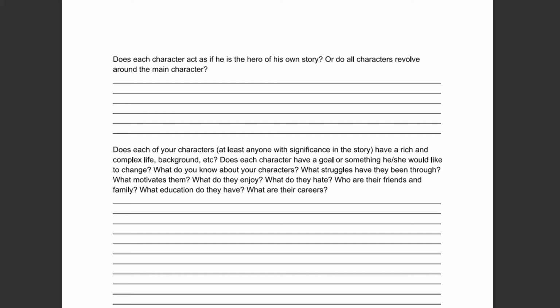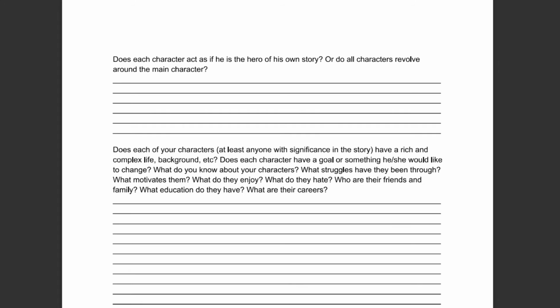Does each of your characters, at least anyone with significance in the story, have a rich and complex life, background, etc.? Does each character have a goal or something he or she would like to change? What do you know about your characters? What struggles have they been through? What motivates them? What do they enjoy? What do they hate? Who are their friends and family? What education do they have? What are their careers? It's highly probable that you are going to know 10 times, 100 times more about your story and your characters than your readers will ever know.